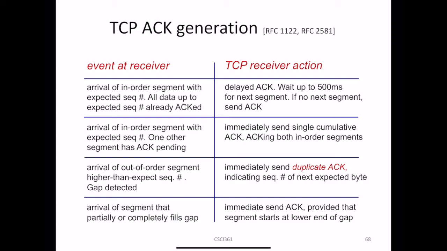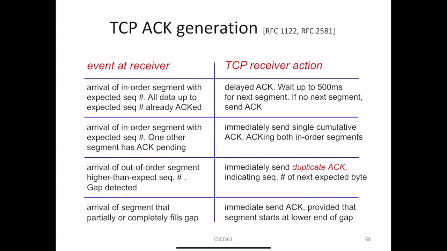Then let's see the TCP ACK generation. The details are already written in the RFC 1122 and RFC 2581 files, so you can check the details from these two RFC files. Then here we have 4 pairs of event and action. Let's learn them one by one. First, let's see the first pair.